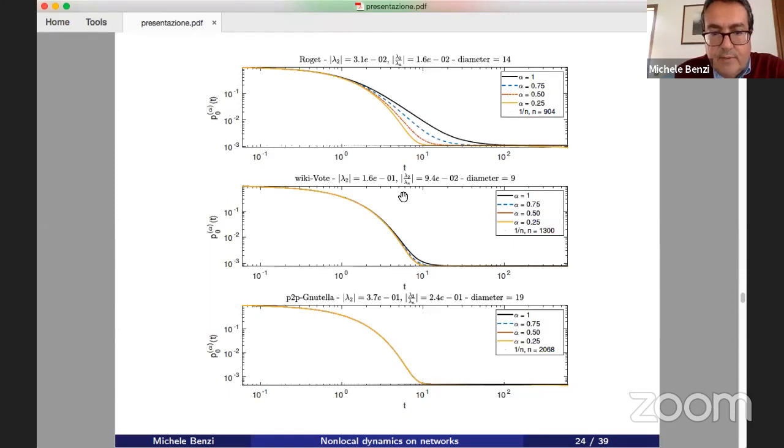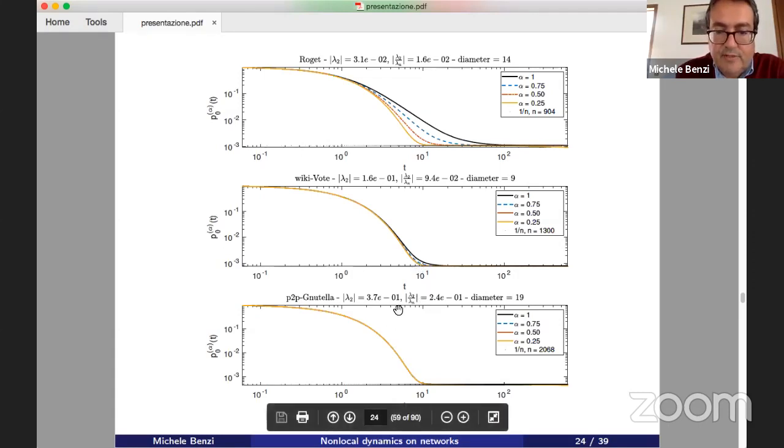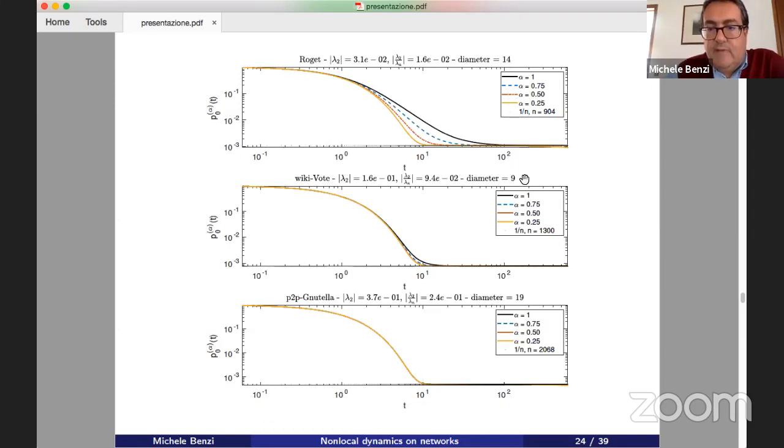On the other hand, for this network, which has a larger spectral gap, the non-fractional, classical dynamics converges faster. And therefore, the gain in using fractional diffusion is smaller. There's still some gain, but it's small. In this one, which has a fairly large spectral gap, all methods are equivalent. So they give the same speed of exploration. We also looked at the diameter of the networks here: 14, 9, 19. The diameter is the maximum distance between two nodes in the graph. But it doesn't seem to play a role. The spectral gaps seem to be more important.